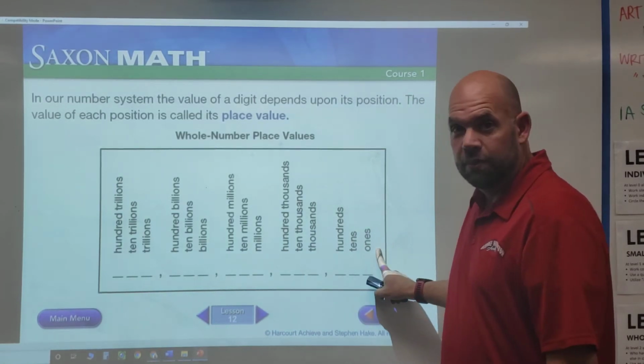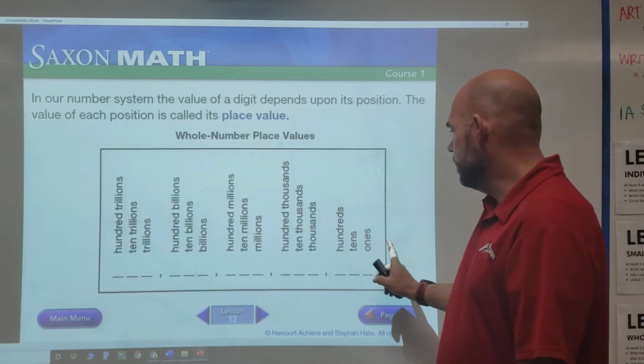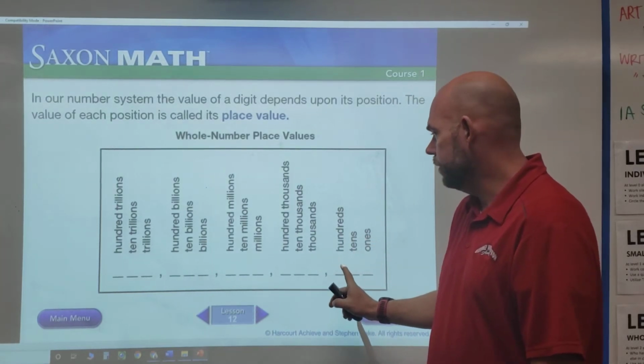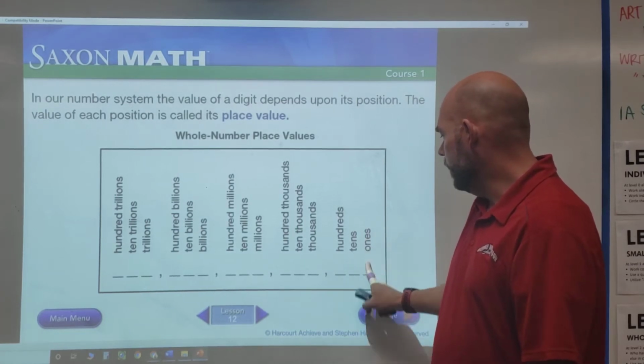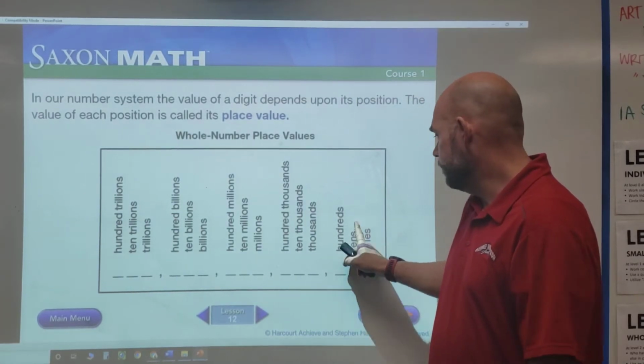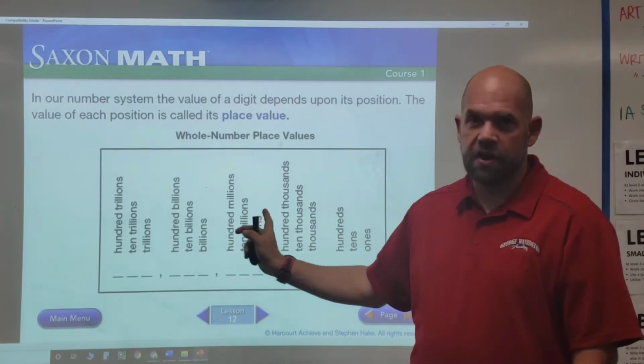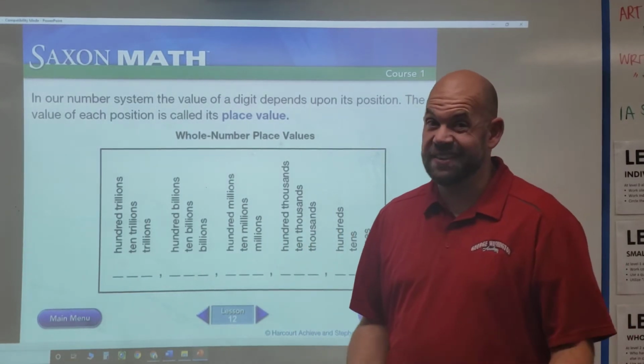So if we start from left to right, we're just making the number bigger. If we have just one digit, it's in the ones. If we have two digits, it's in the tens. If we have three, it's the hundreds, thousands, on up. All right, and we're going to practice that today.